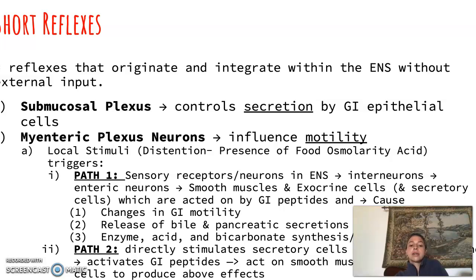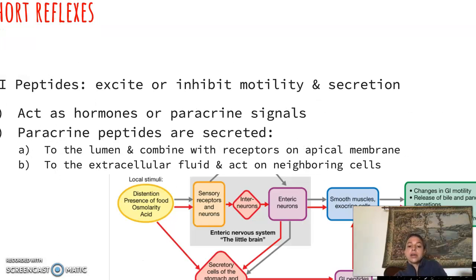The second pathway directly stimulates the secretory cells of the stomach and intestine, which then activates GI peptides and acts on the smooth muscles and exocrine cells to produce the above effects. So GI peptides excite or inhibit motility and secretion. They act as hormones or paracrine signals, and the paracrine peptides are secreted to the lumen and combine with receptors on the apical membrane or directly into the extracellular fluid and act on neighboring cells. Here you can see that the red arrows are indicating short reflexes in the enteric nervous system.